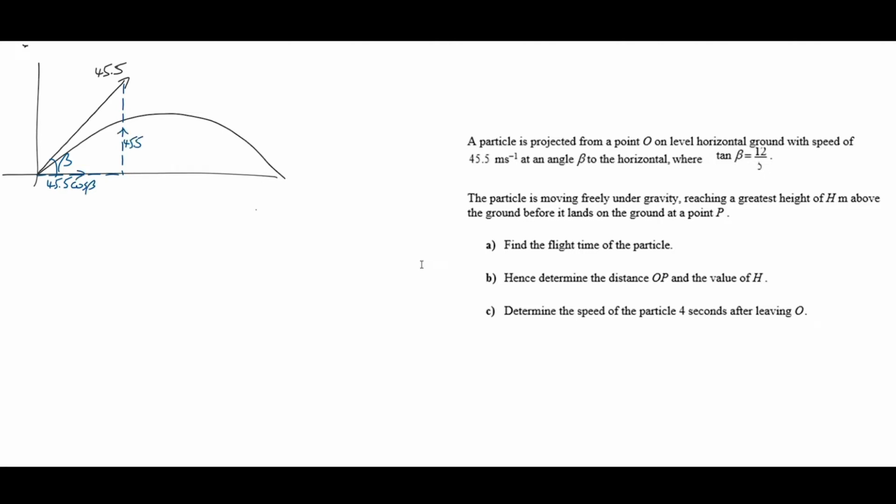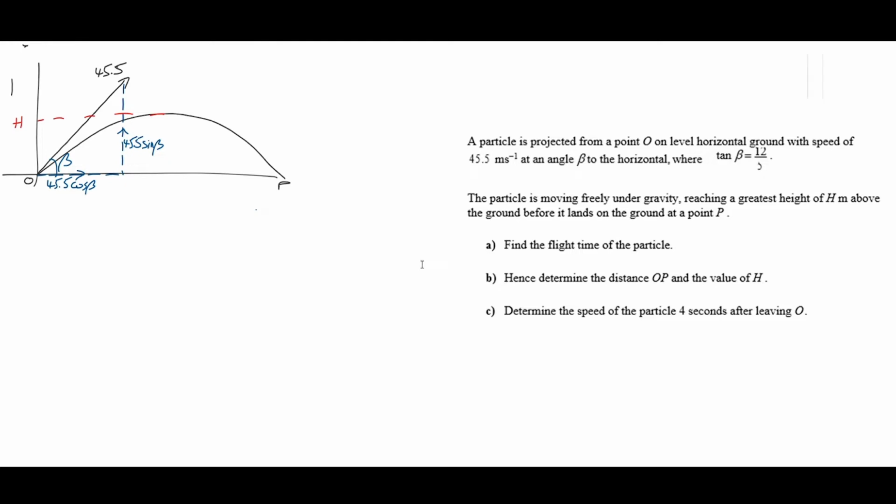So we're going to get 45.5 cosine beta for the initial horizontal velocity and 45.5 sine beta for the initial vertical velocity. As we continue reading, we're told that the particle is moving freely under gravity, as we would expect, and it reaches the greatest height of h above the ground before it lands on the ground at point P. So let me just add those bits in. This greatest height is going to be h, so I can just label that here. And it hits the ground at P, so let's just mark off O and P.